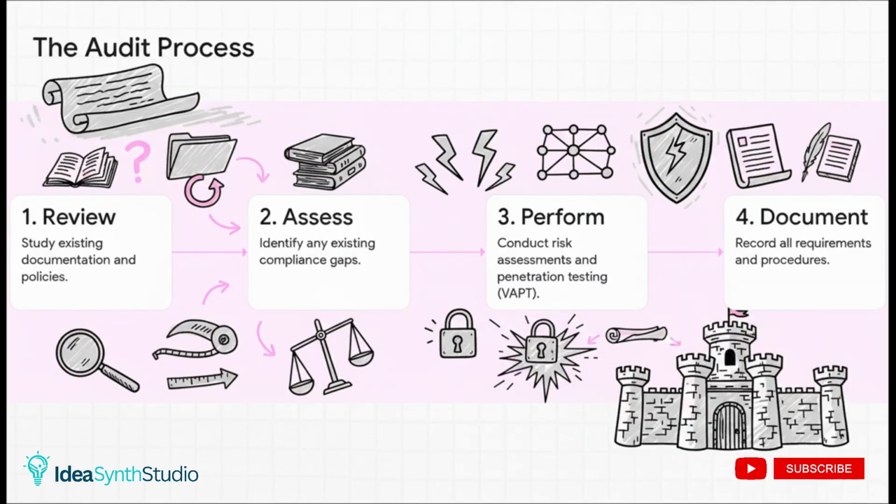So how do you actually create this blueprint? Well, it's a 4-step audit process. First, you review all your existing policies. Then, you assess where you might have some compliance gaps. The really crucial 3rd step is to actively test things. You perform tests to find the cracks in your own foundation. And finally, you document everything. That becomes the master plan for your fortress.